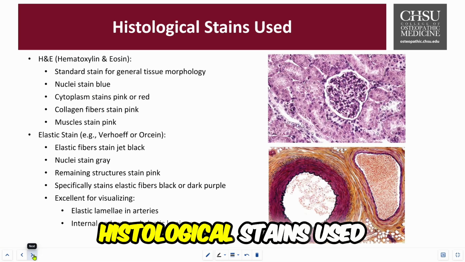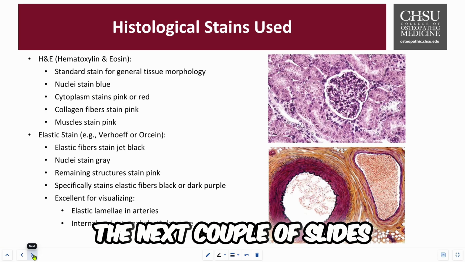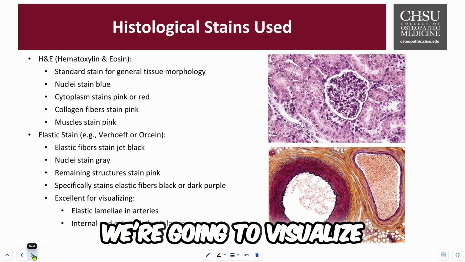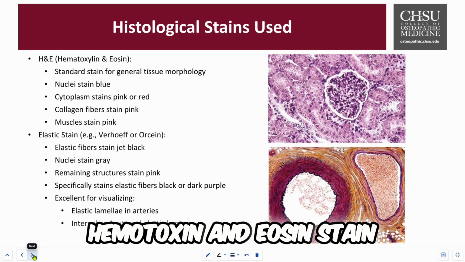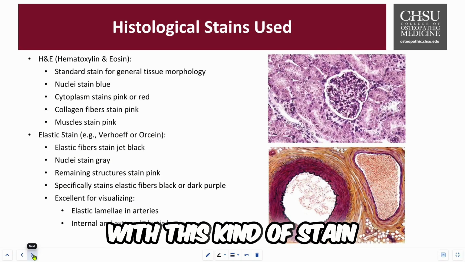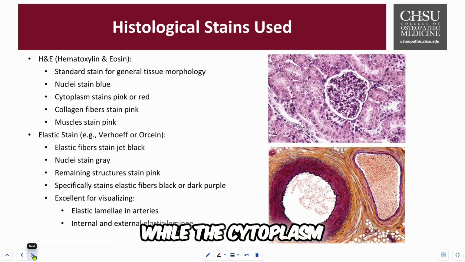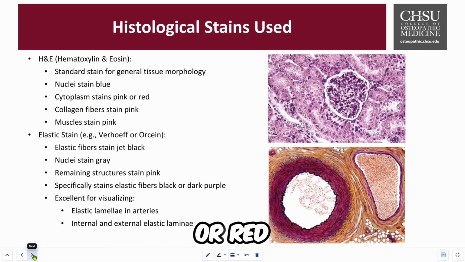Histological stains used. The slide is critical for understanding the histological stains you'll see in the next couple of slides. We're going to visualize this with several types. We have H and E, the hematoxylin and eosin stain. It's the standard stain for general tissue morphology. With this kind of stain, the nuclei appear blue, while the cytoplasm, the collagen fibers, and the muscles stain pink or red.